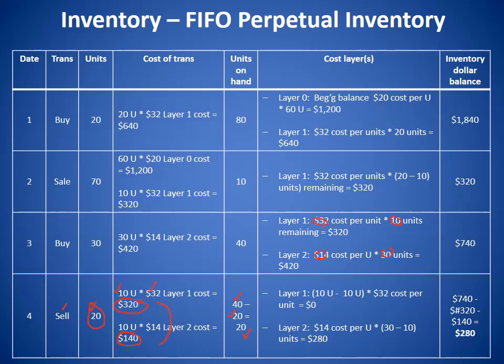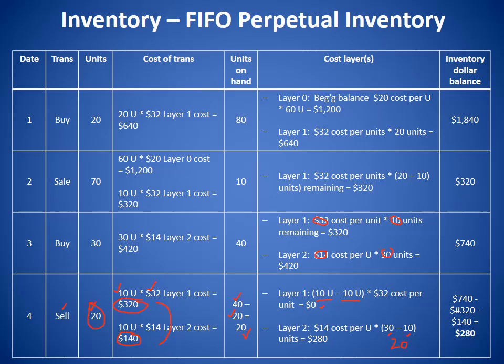If we take a look at our calculations here, we see layer number 1 in terms of building the value in inventory. We had 10 units to start out with. We liquidated those 10 units in our sale. So the value of the remaining layer 1 inventory is equal to 0. So we don't even use that. In layer number 2, we had originally 30 units, and we subtracted out 10 units from the sale. So that means we're going to have 20 units remaining. So $14 cost per unit in layer 2 times 20 units equals $280.